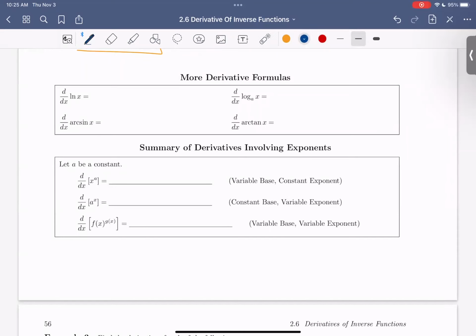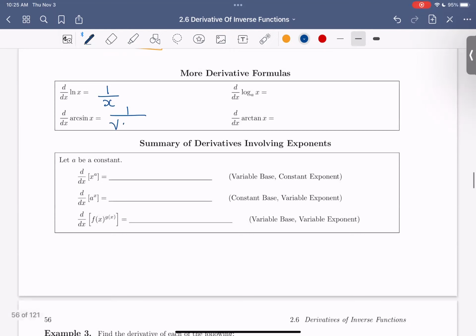The derivative of ln of x, we saw this in the first video, is 1 over x. The derivative of arcsine, we saw in the second video, example 2, is 1 over the square root of 1 minus x squared.